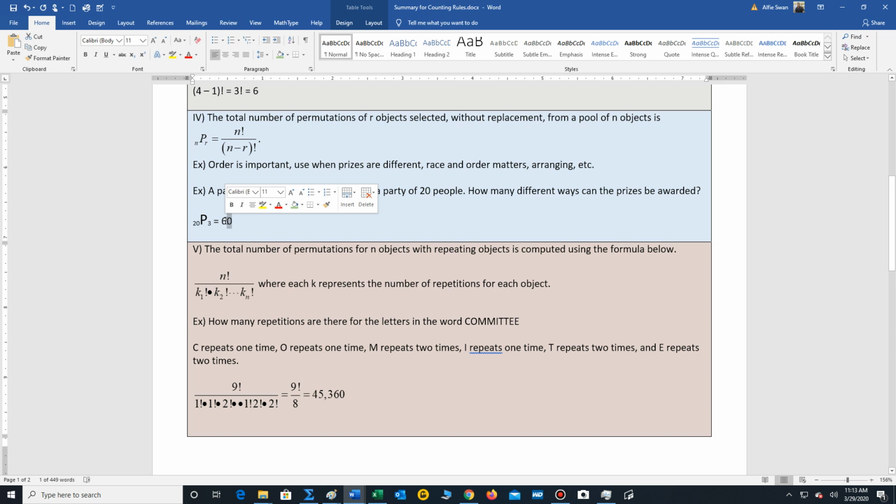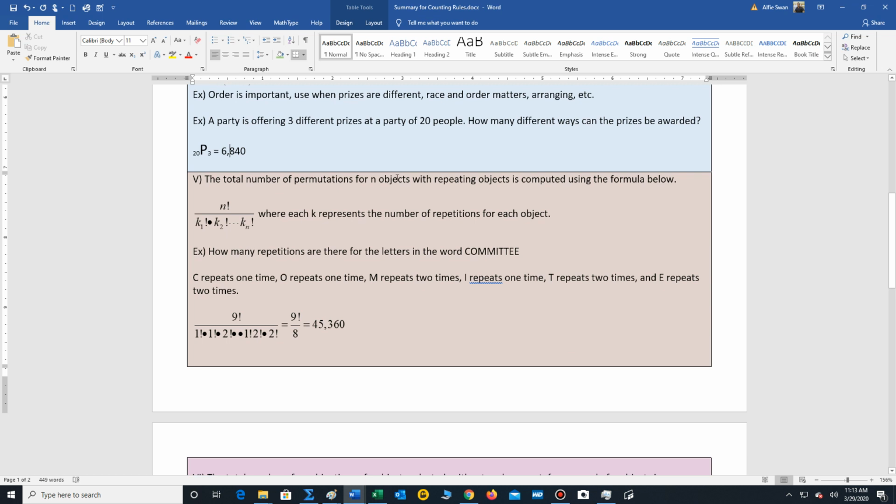I use a calculator. You don't have to rely on these formulas. You are allowed to use a calculator to compute these, and I do have some videos posted on how to do those types of calculations. So first we type in the 20, then we type in our nPr, and then we type in 3. So the answer is not 60, but 6840. So there are 6,840 different ways to award these top 3 prizes to the 20 people at the party.